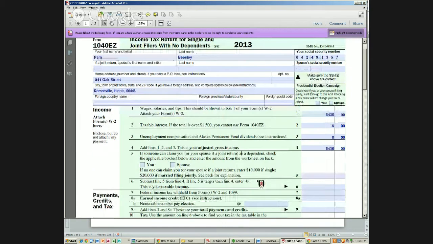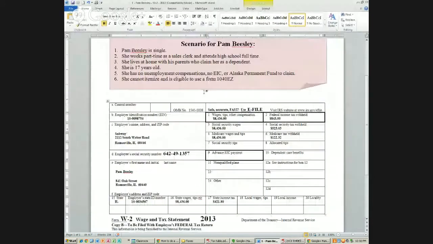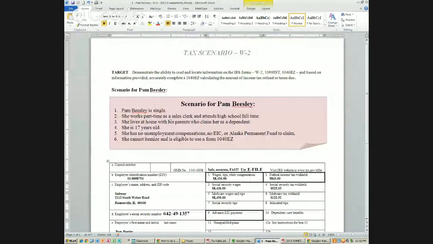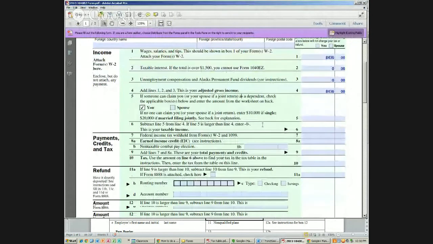All right. So now we got here. If someone can claim you or your spouse as a dependent, check the applicable box below and enter the amount from the worksheet on the back. This is where a lot of people get messed up. They can claim you because it says on here her parents can claim her as a dependent. So it says check the box and then enter the amount from the worksheet on the back. So everybody turn your paper over.